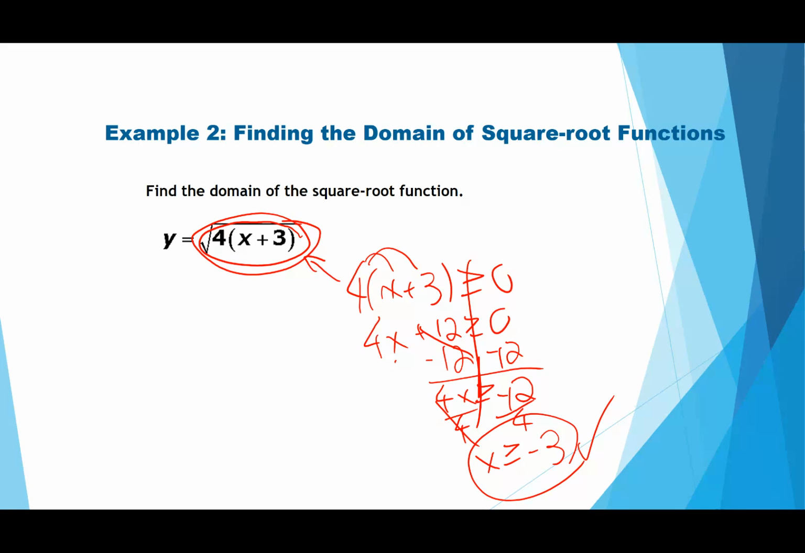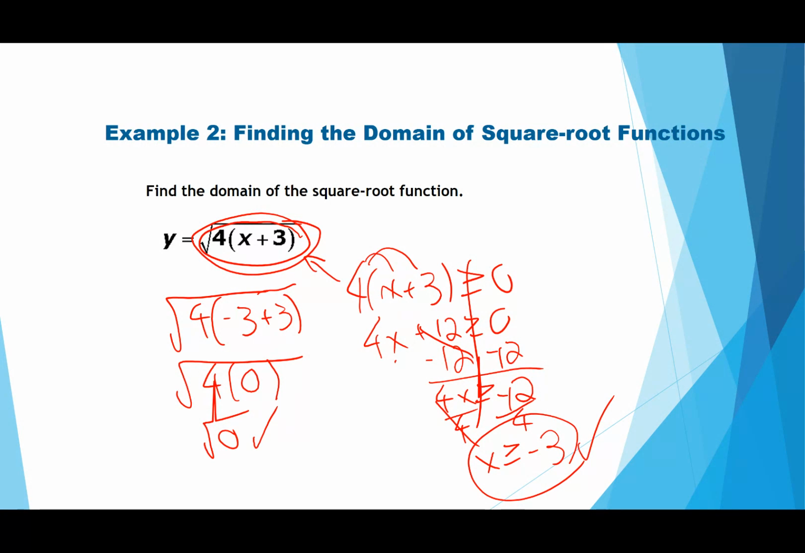Just for experimental purposes, let's plug in negative 3 for x and see what happens. So we've got the square root of 4, and then we'll put negative 3 in for x: negative 3 plus 3. Now negative 3 plus 3, if you add those together, is just 0. So we have 4 times 0, which is 0. Square root of 0 checks out. That's totally fine. Again, that works. If you plug in negative 2, it would still work.